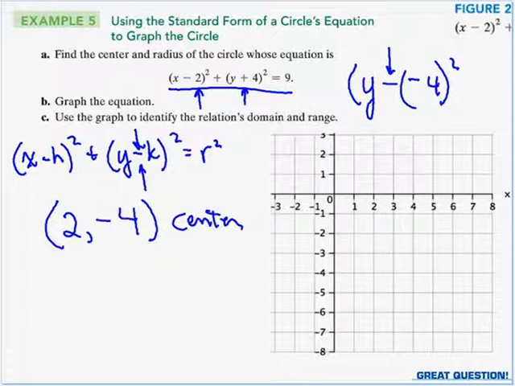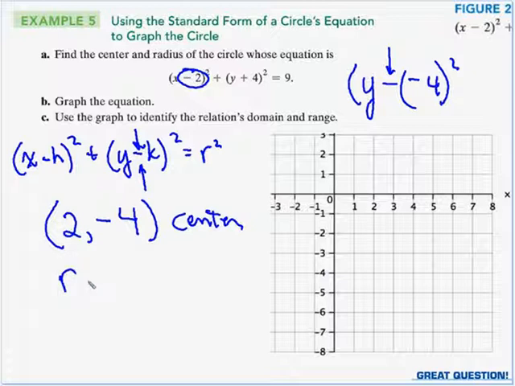Or if you do enough of these, I train myself to just think the sign is sort of the opposite. When I look at this, I see a -2, so my center is going to have an x value of +2. When I look at this, I see a +4, so I'm going to switch that to a -4 when I'm locating the center of my circle.